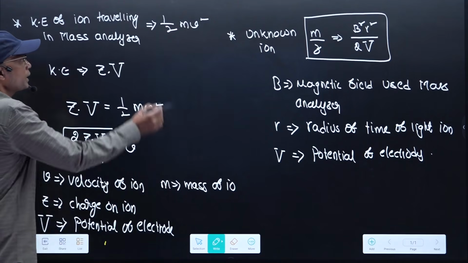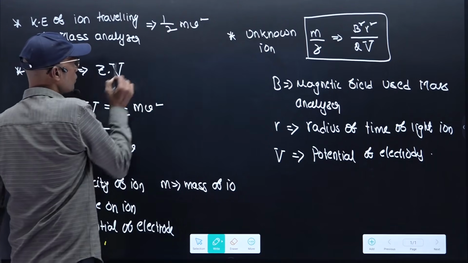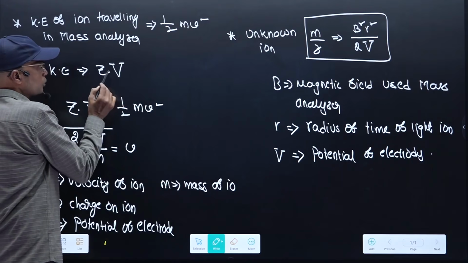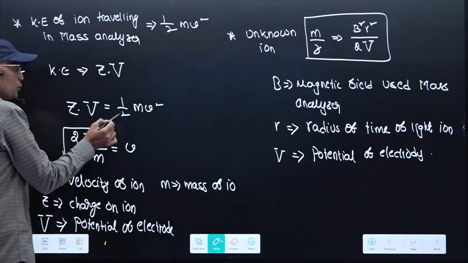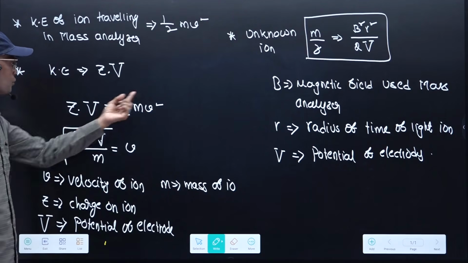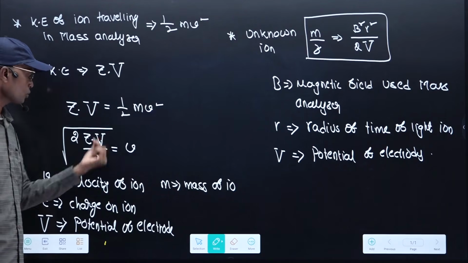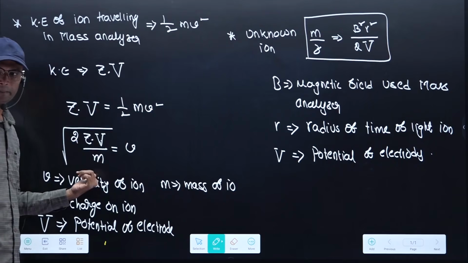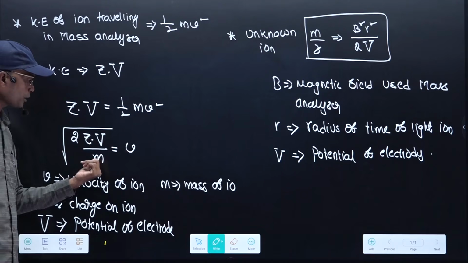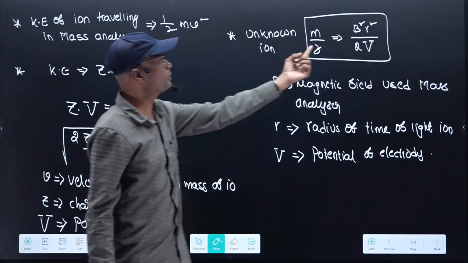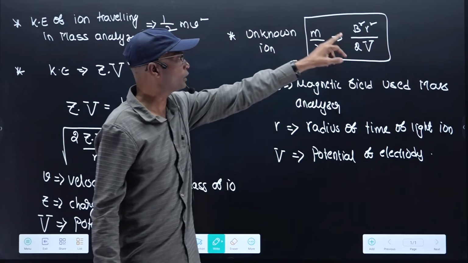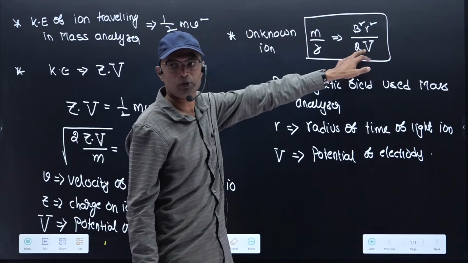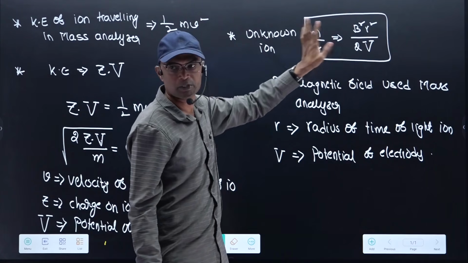Okay, kinetic energy of any ion in the mass analyzer is equal to charge present on that ion and potential of electrode, both. Now this and this are both the same, and if you square it and cancel the root and the number, then you will get v is equal to root of 2ZV by m. So velocity can be calculated by using this formula. m by Z will be calculated by using this formula. If you know the magnetic field, the time of flight radius, and the potential of electrode, then finally we can calculate the m/z value.